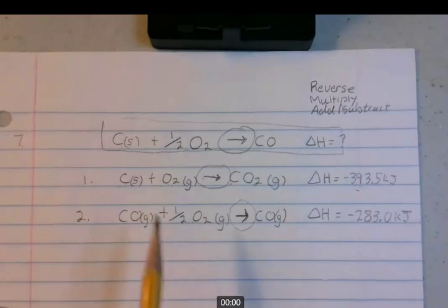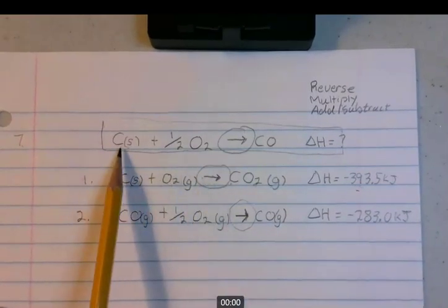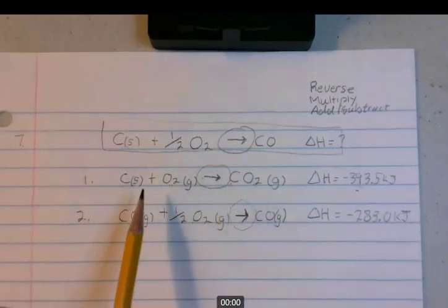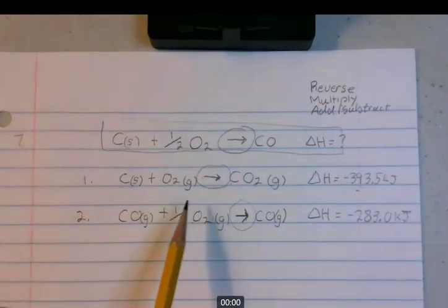So getting back to where we were, we see that we have C already on the left side of the arrow, and that's where we want it. So we know we don't want to reverse this first reaction. We don't want to reverse that. We're going to keep that where it is.